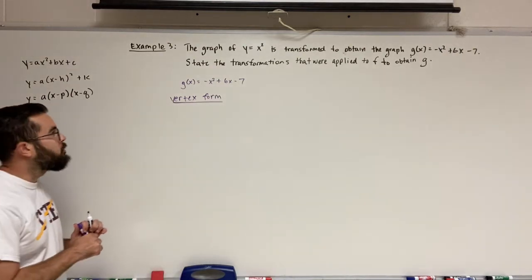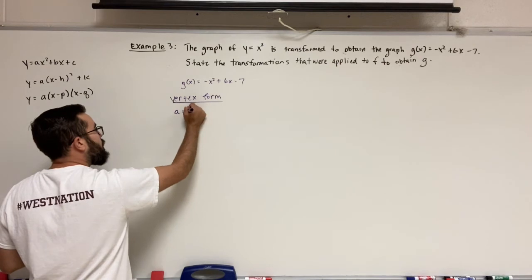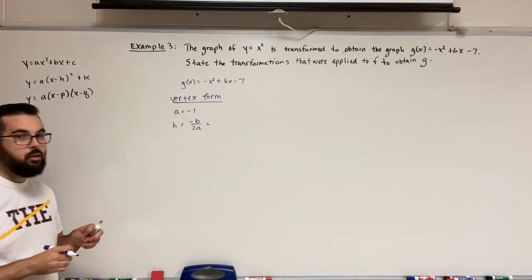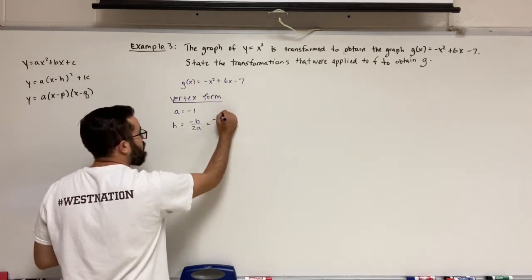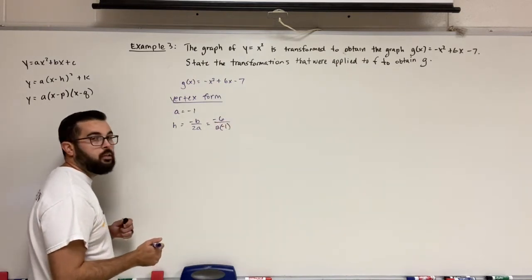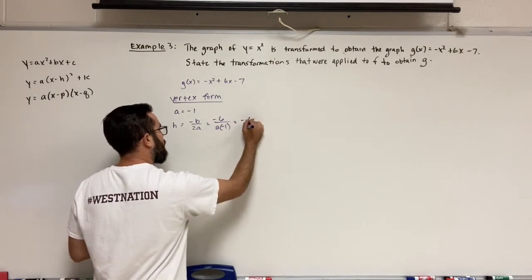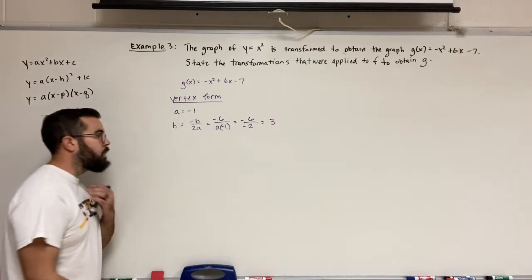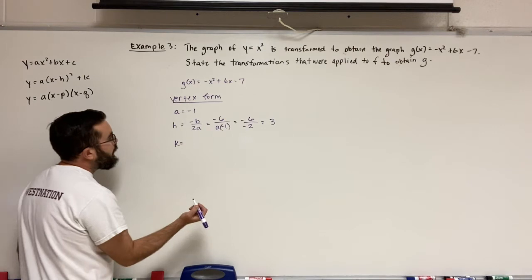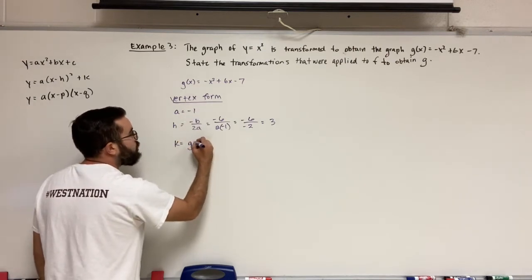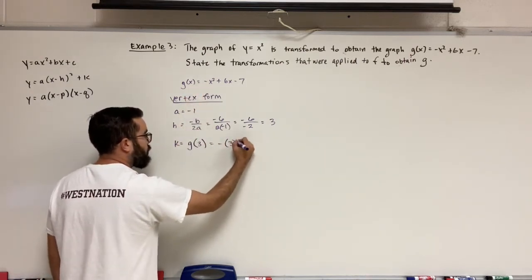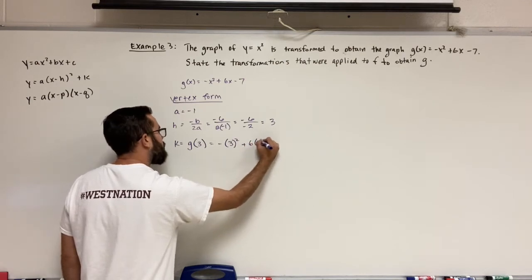So we've done this already today. We've seen that a is negative 1, h is negative b over 2a. So b is 6, so we have minus 6 over 2 times a, which a is negative 1. So that's negative 6 over negative 2, which is 3. And then k is g of 3. So all I'm doing is plugging in 3. So I have minus 3 squared plus 6 times 3 minus 7.